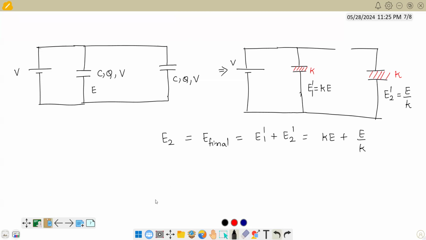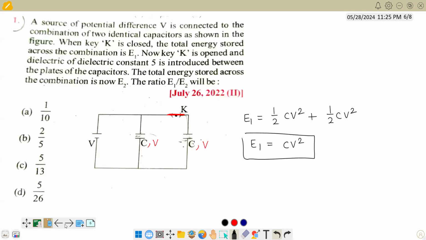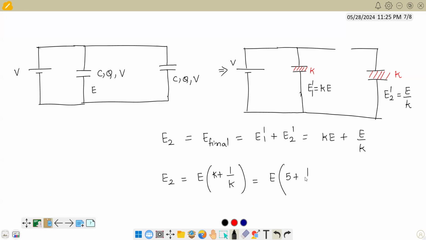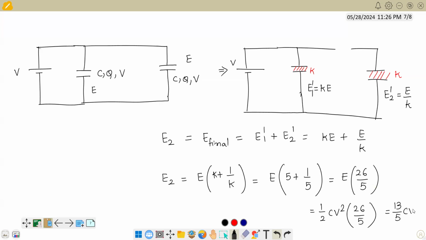The author is calling this E2. So you can say E2 equals, if you take E common, 1 plus 1 by K, which is K squared plus 1 by K. So E into, what is the K value given? K value is given as 5. So I will write 5 plus 1 by 5, so E into 26 by 5. We know the energy stored in a single capacitor is half CV square. So half CV square into 26 by 5, you'll get 13 by 5 into CV square.